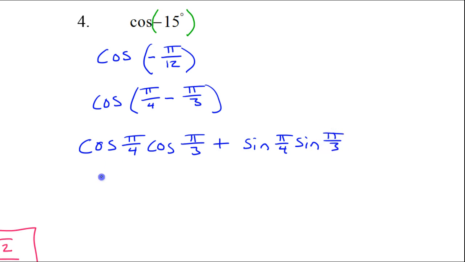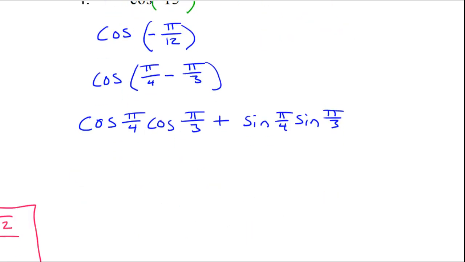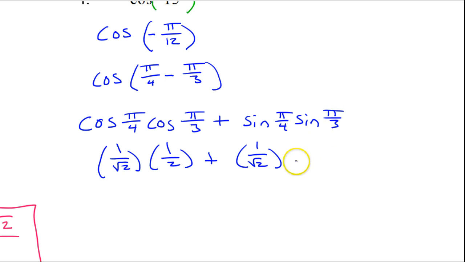Okay, cosine pi over 4. I do not like it when it does that. Let me try that again. Cosine pi over 4 is the same thing as 1 over radical 2. Cosine of pi over 3 is 1 half. Sine of pi over 4 is 1 over radical 2. Sine of pi over 3 is radical 3 over 2. All right, those are all facts that we've memorized.